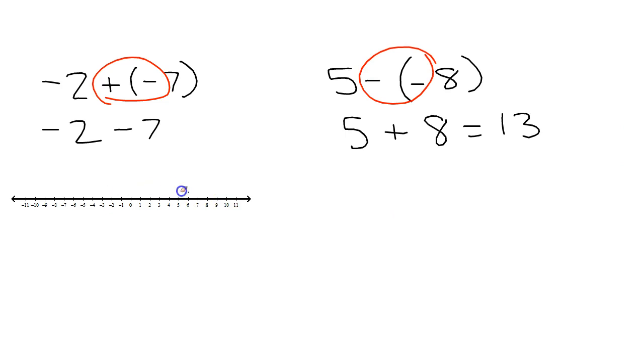This number line had a different problem on it that I'm going to erase. So we start at negative 2. We go left 7 spaces. So 1, 2, 3, 4, 5, 6, 7 spaces. And we end at negative 9. So negative 2 minus 7 is the same thing as negative 9.